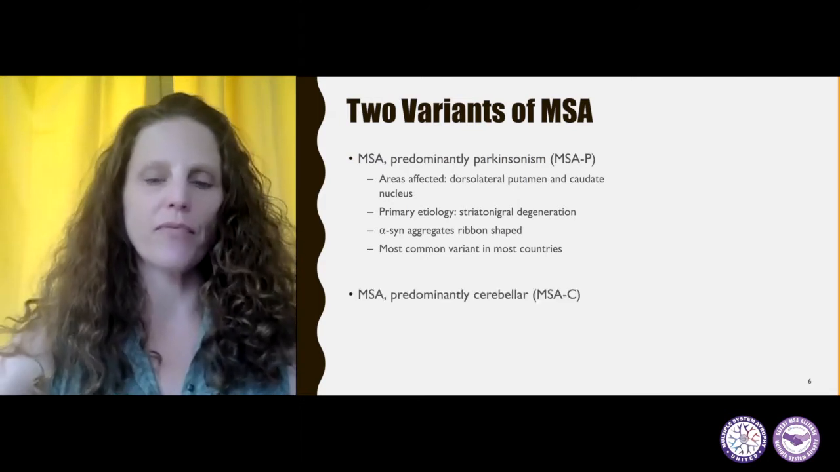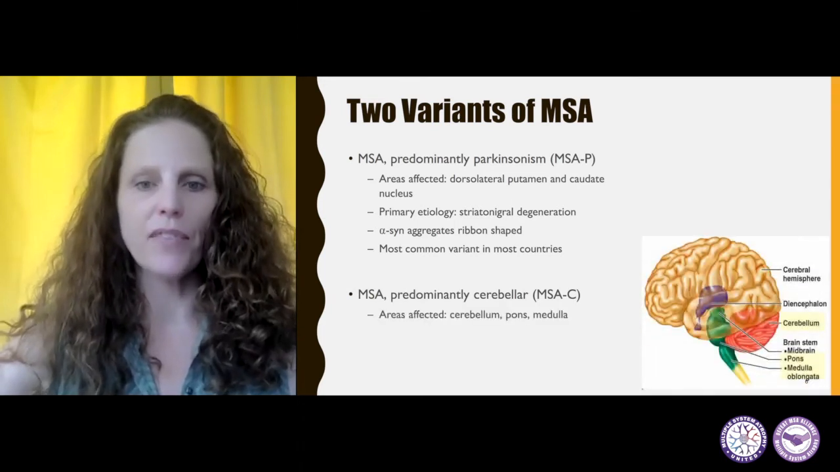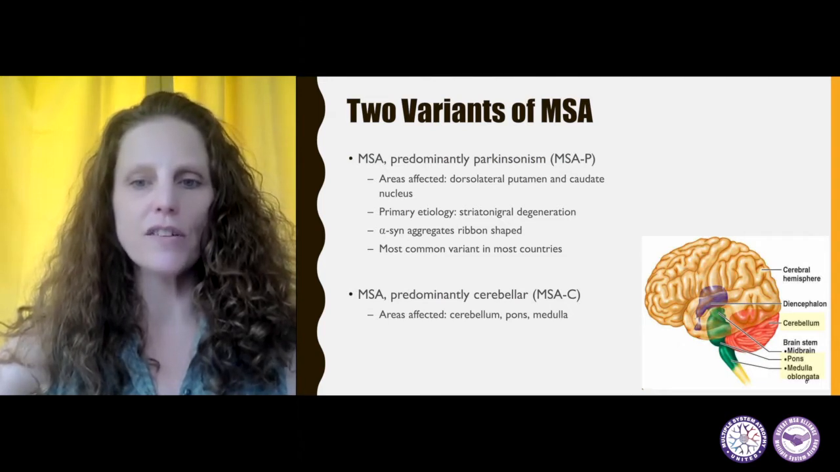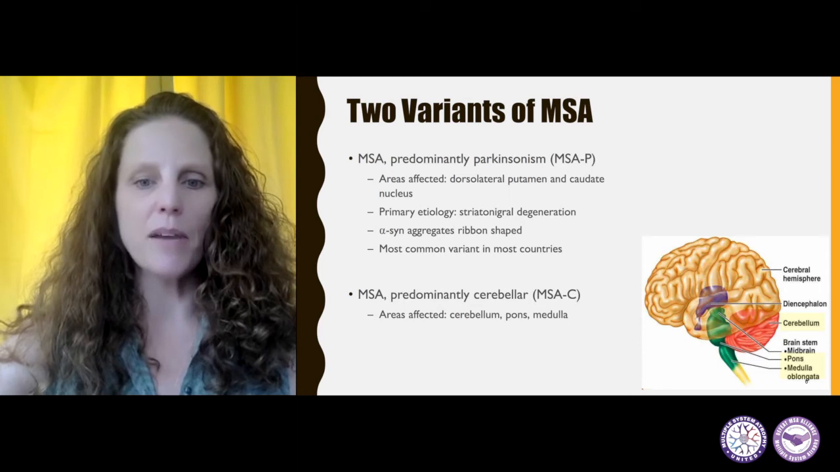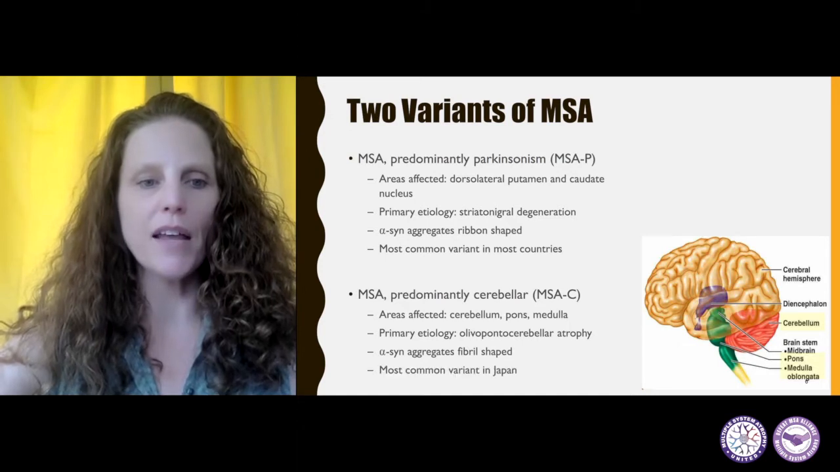and MSA-P is the most common variant in most countries. In MSA predominantly cerebellar, or MSA-C, the areas of the brain affected are the cerebellum, specifically the Purkinje cells, the vermis and the dentate nucleus, the pons, specifically the pontine basis, and the medulla, the inferior olivary nucleus. The primary etiology is olivopontocerebellar atrophy. In the case of MSA-C, alpha-synuclein aggregates have been seen to be more fibril-shaped, and is the most common variant in Japan.